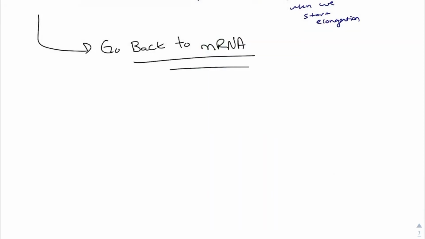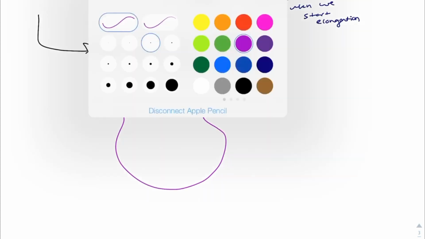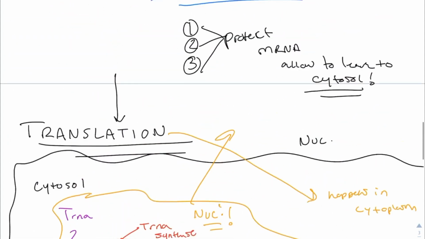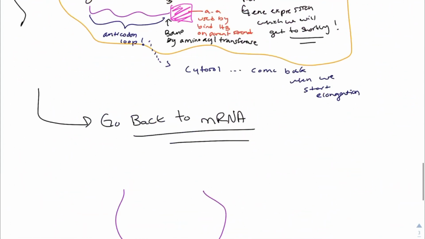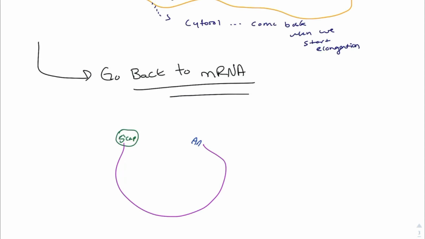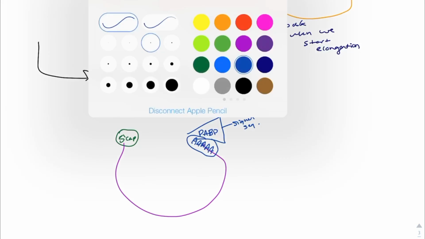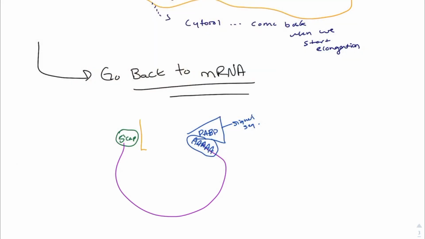Now I'm going to switch my colors to purple again. I'm going to make sure what color was my 5' cap. Was it red? What color was it? Oh. And my poly A tail was blue. Remember the PABP signal sequence is always on. Okay, there we go. And now we have another important protein, EIF4F.